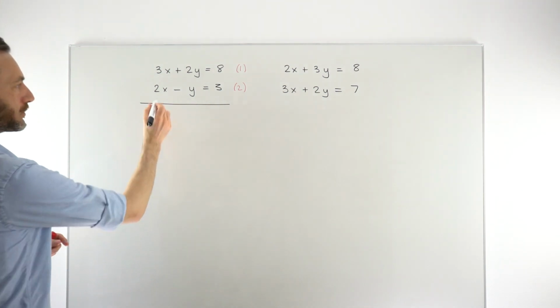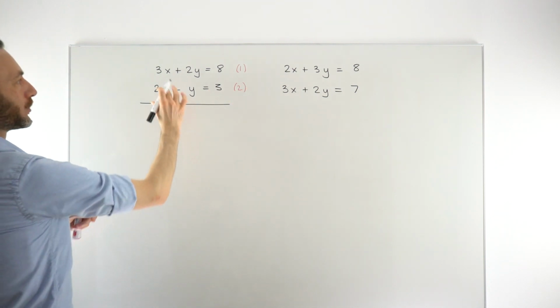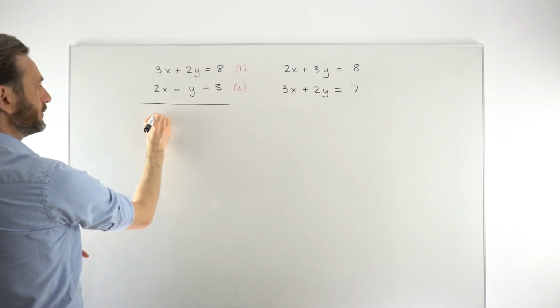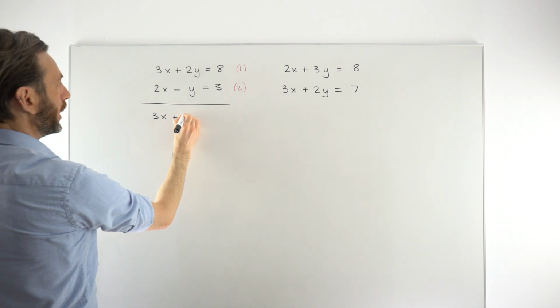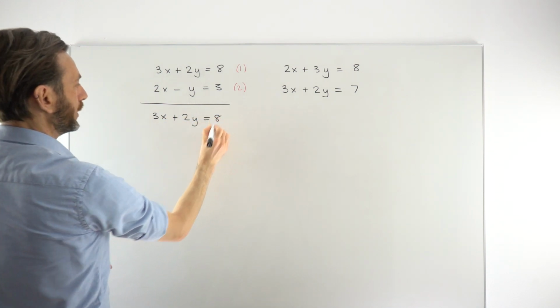So what we're going to do here is multiply equation 2 by 2. Try to keep your equations in pairs. So even though I'm not doing anything to equation 1, I'm just going to rewrite equation 1 like that.